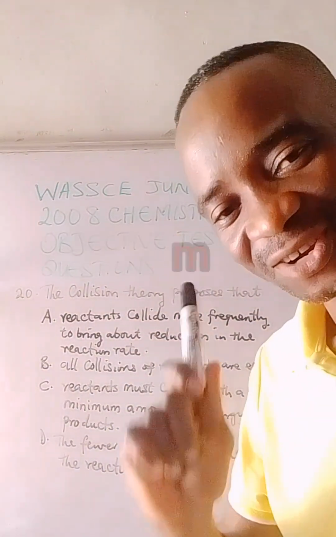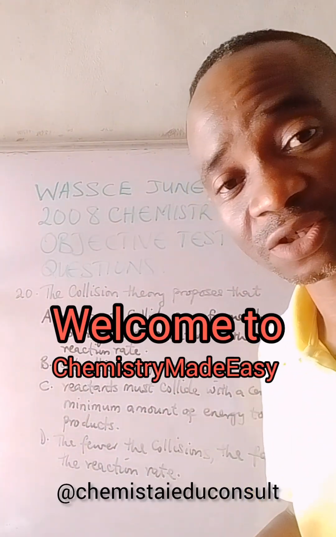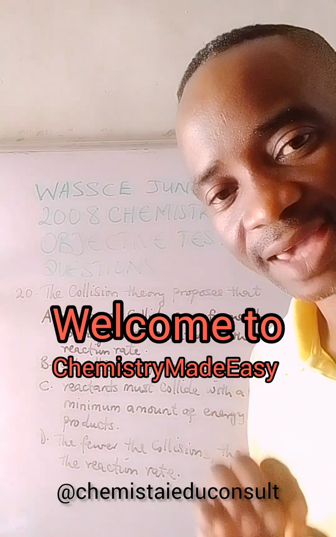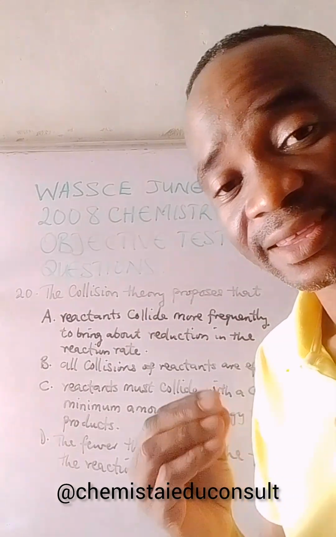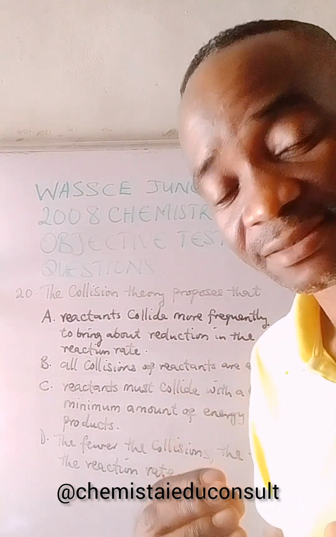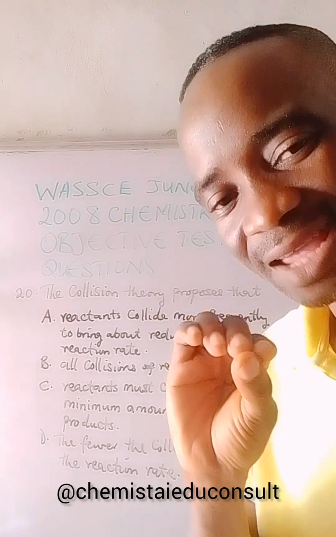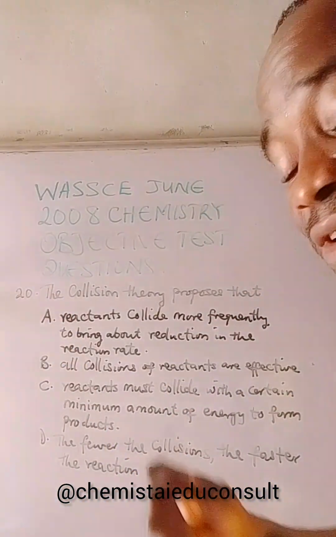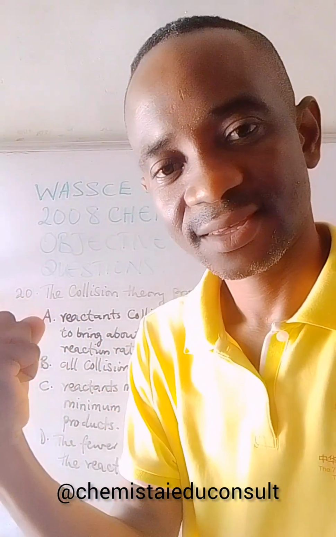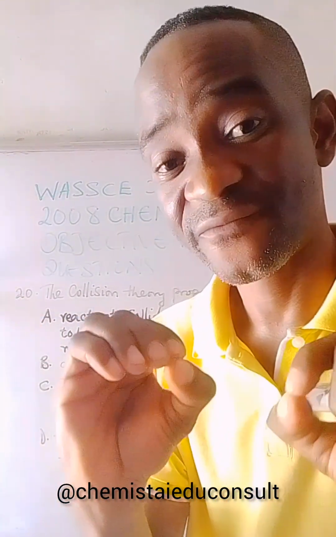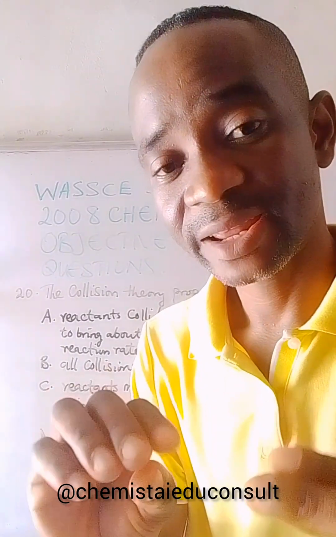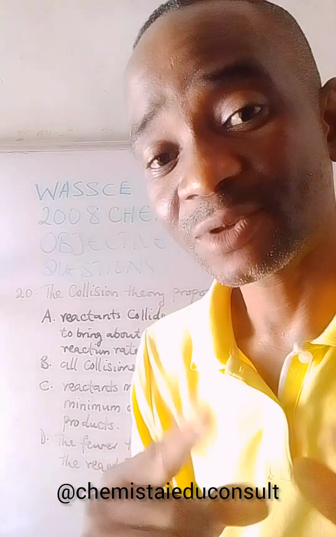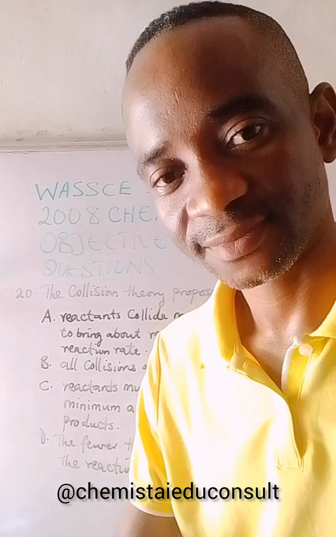This question is on collision theory. What is collision theory talking about? It is telling us that before a reaction takes place, the individual molecules that are reacting, known as reactants, the particles must collide with one another. They must collide. And that collision must be effective, meaning the reaction sites must collide for them to react and change to product.